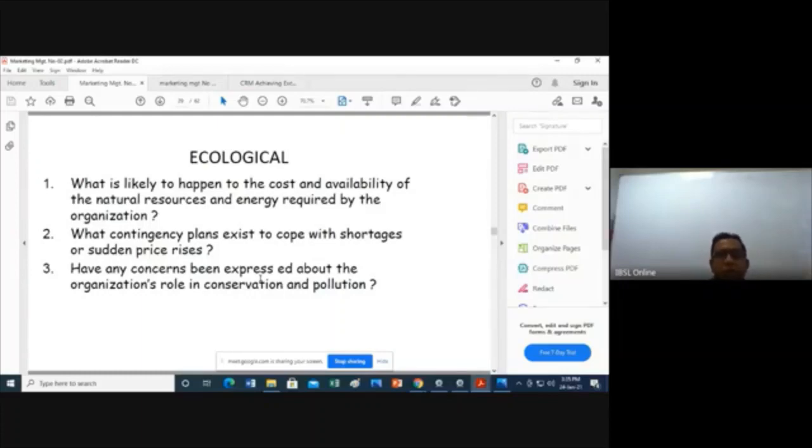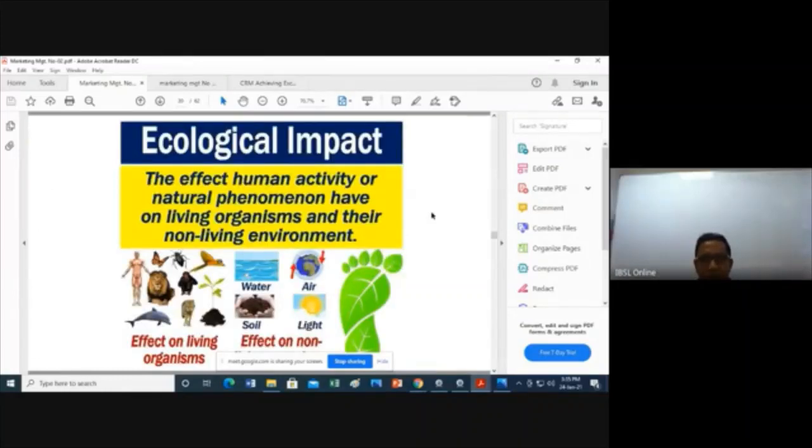Then ecological factors. What is likely to happen to the cost and availability of the natural resources and energy required by the organization? What contingency plans exist to cope with shortages or sudden price rises? Have any concerns been expressed about the organization's role in conservation and pollution? We discuss this under the greenhouse gas effect. These factors are also considered in your analysis. This ecological impact we have discussed a while ago also: the effect our activities or natural phenomena have on living organisms and their non-living environment.